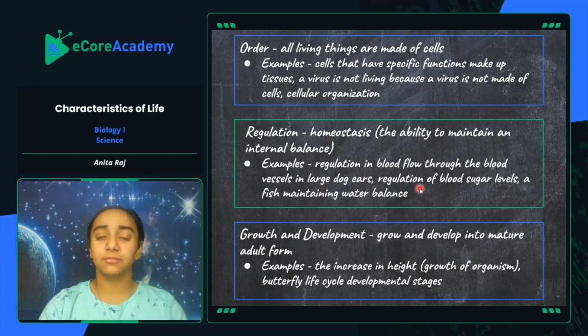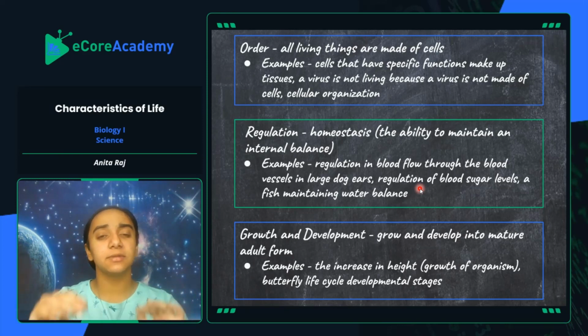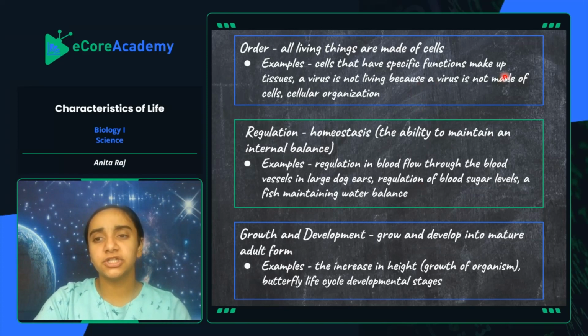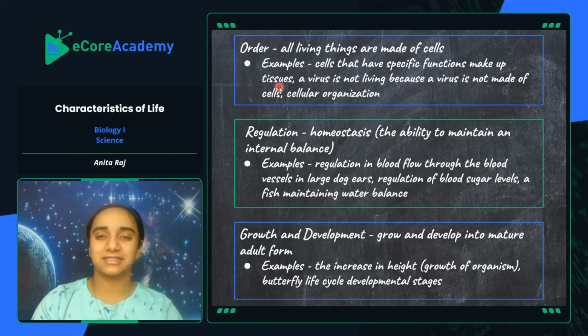Living things are made of cells, and hopefully the way I explained it, from a cell making a tissue to an organ system to an organism, we are all built of cells. Examples are cells that have specific functions make up tissues. Like I told you, your cardiac cells have specific functions. You actually have two kinds of cardiac cells, but we'll talk about that more in anatomy and physiology.